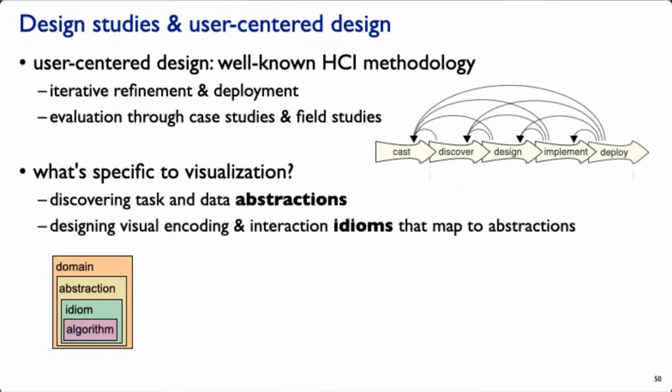So what is new? What's specific to visualization? Well, the way I think about it, this is sort of where the nested model comes in, that it's really this process of discovering the task and the data abstractions is where we're really grappling with issues specific to Viz, and particularly with appropriate design of both the visual encoding and the interaction idioms. So it's these layers of the abstractions and the idioms is where we sort of customize the idea of user-centered design in a way that's really specific to visualization.